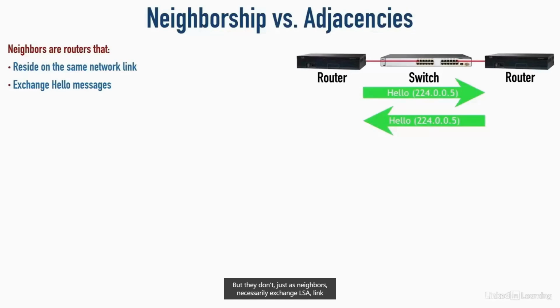But they don't, just as neighbors, necessarily exchange LSA, link state advertisement information. Remember the metaphor we gave in our prior video about OSPF having a link state database, which is a map of the topology, and we compared it to building a puzzle, and we said those puzzle pieces that get exchanged to build the puzzle, to build the map, those are LSAs, link state advertisements. Neighbors don't necessarily exchange link state advertisement information.